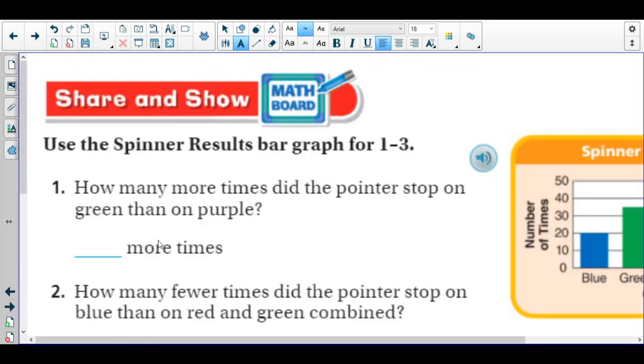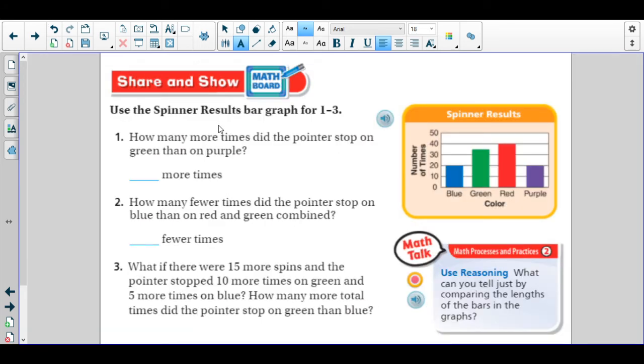Give you a chance now to get to the show and share, work on your problems there, and then we'll see how you did here in just a bit after you get a quick pause and then rejoin.